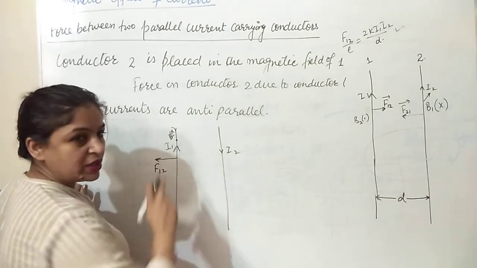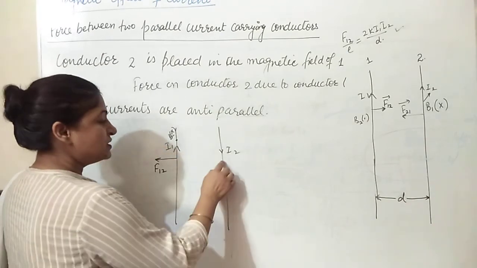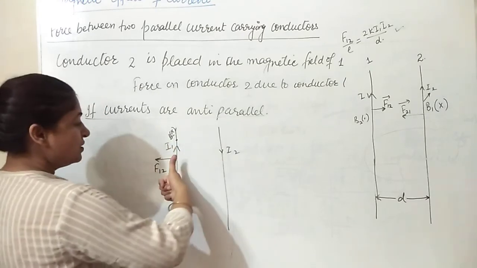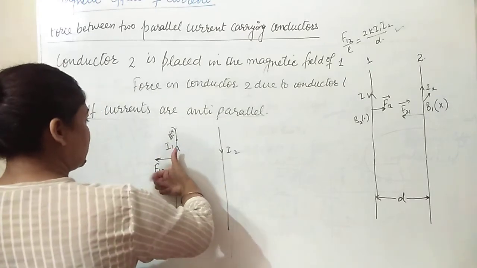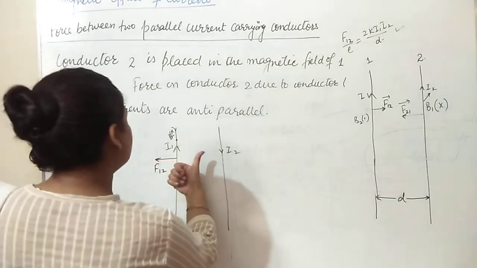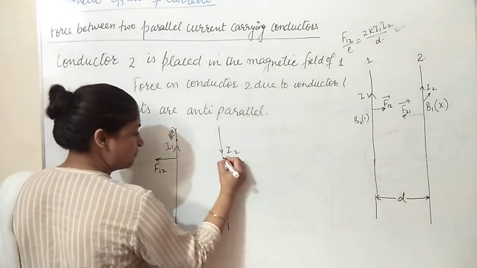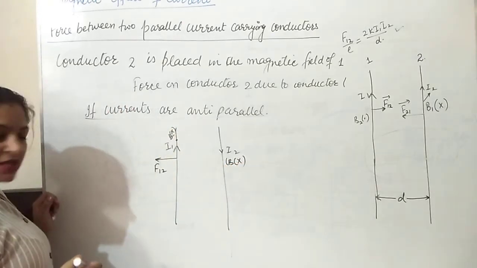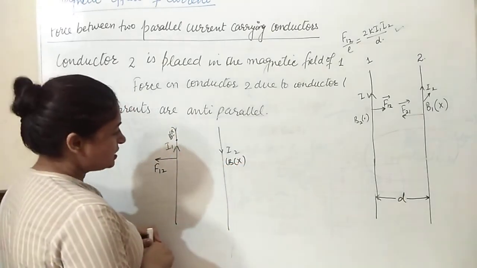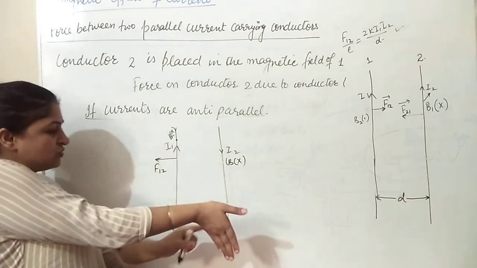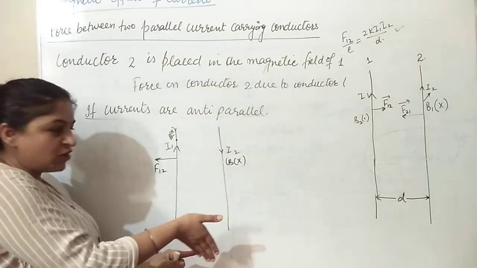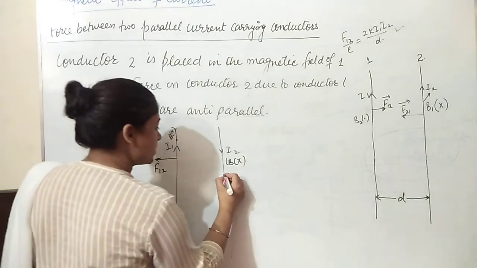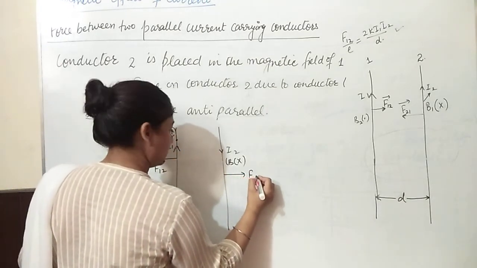Similarly, let us find out the direction of the force here. First, I need to find out the direction of the field due to conductor 1. So keep your thumb like this. Curling of the fingers shows that the magnetic field here is inwards. So what is the direction of the force? Stretch your fingers in the direction of the current, that is downward, and curl them in the inward direction. So the direction of force is in this way.